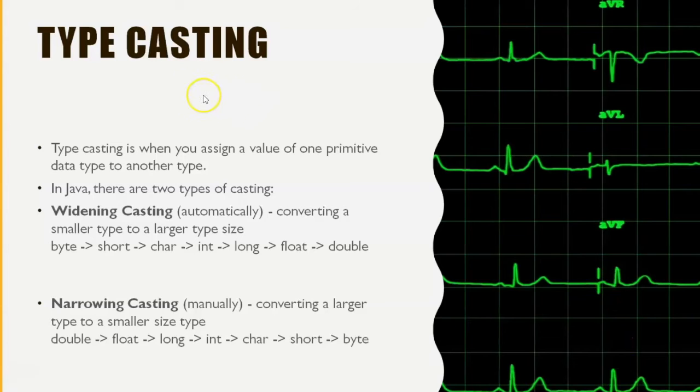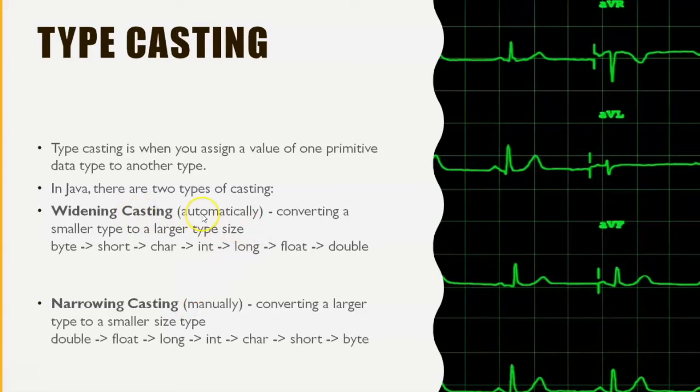Alright, now let's see typecasting. So typecasting is when you assign a value of one primitive data type to another. Typecasting is basically a technique for converting one data type to another, right? There is widening casting, which happens automatically, and there is narrow casting.